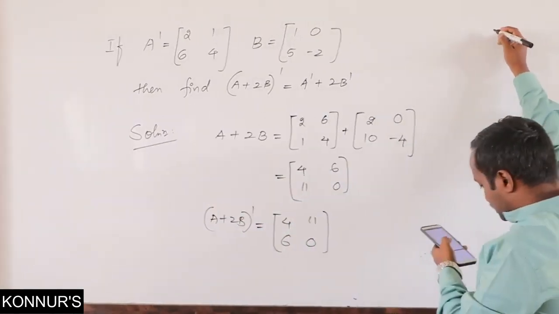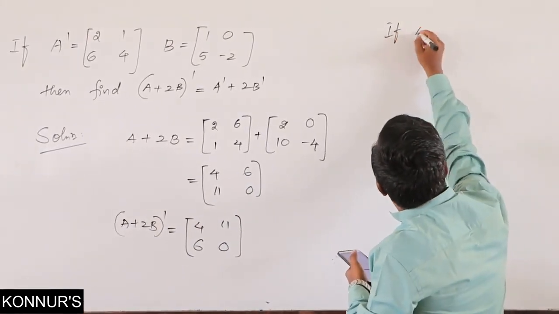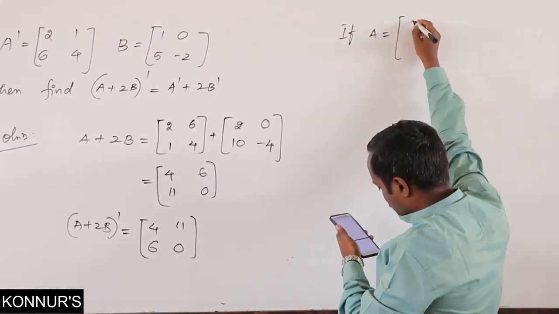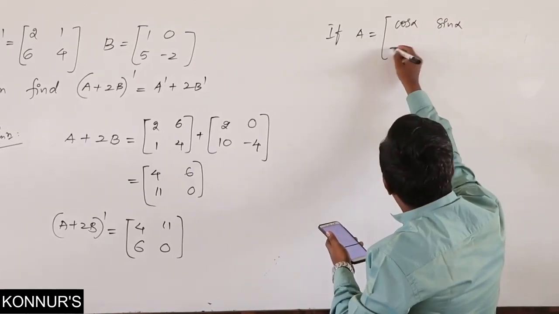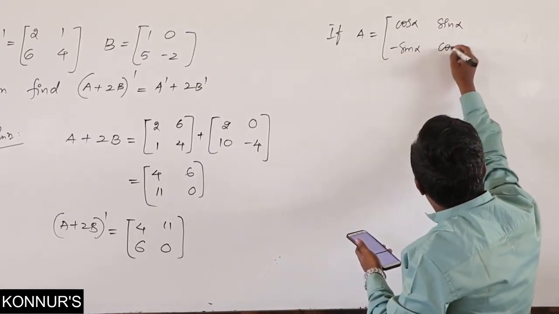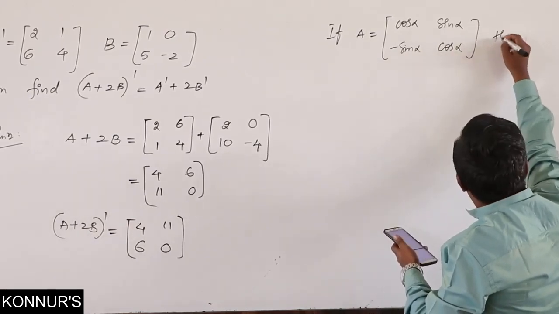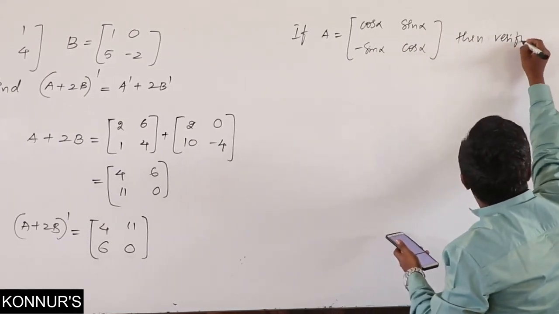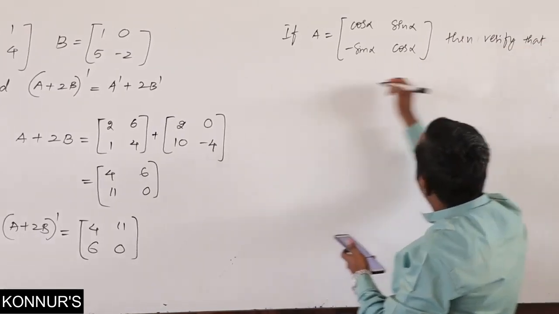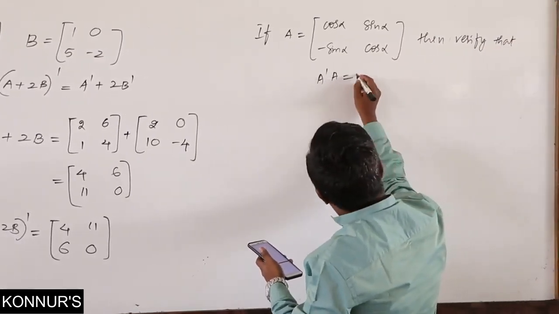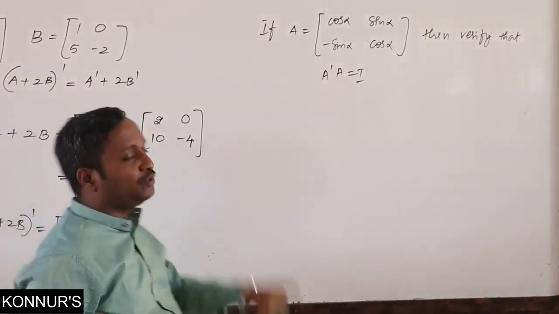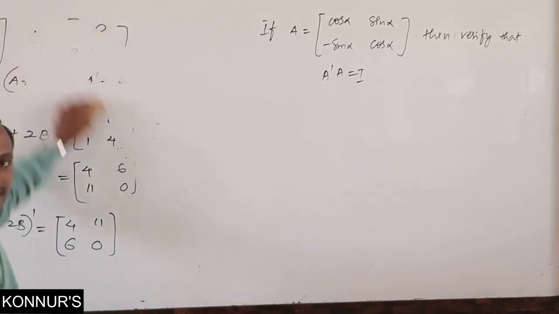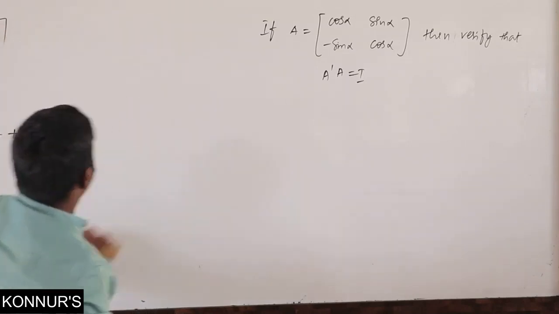Here they ask the question: if A is equal to cos alpha sin alpha, minus sin alpha cos alpha, then verify that A dash into A is equal to I. Look at this, A dash into A. The given data is the A matrix: cos alpha sin alpha, minus sin alpha cos alpha.